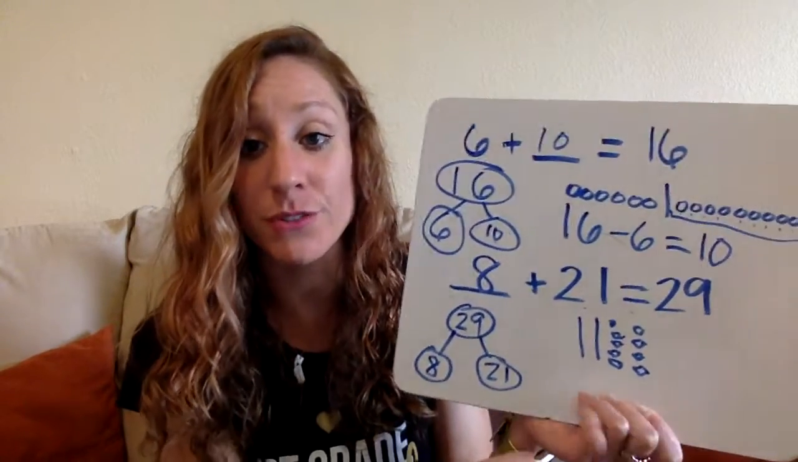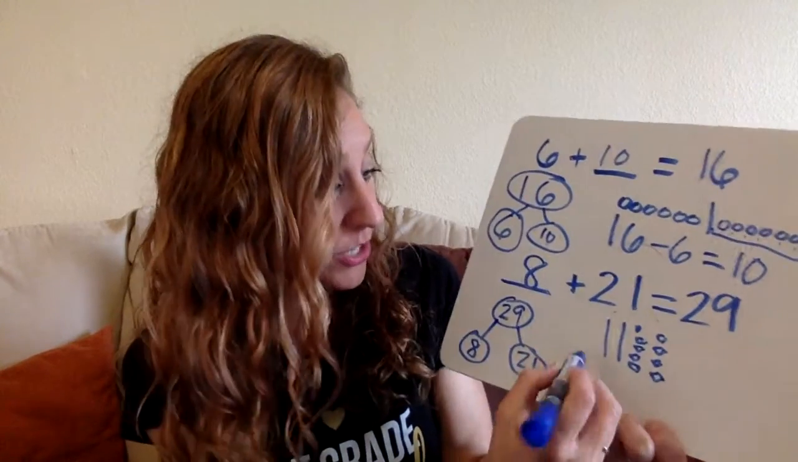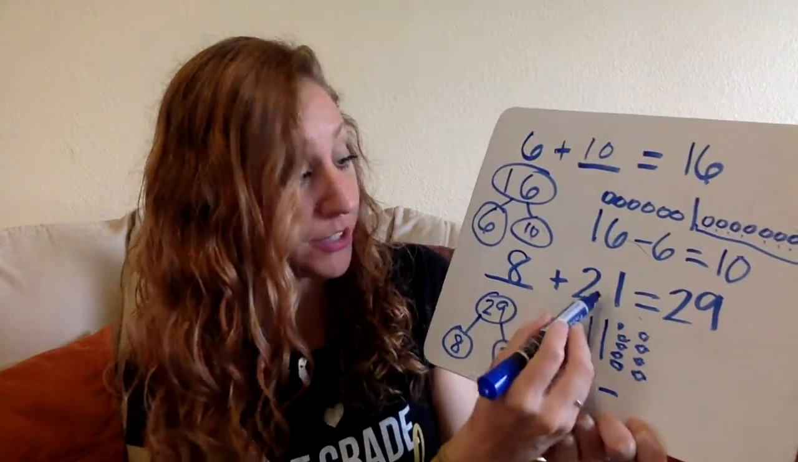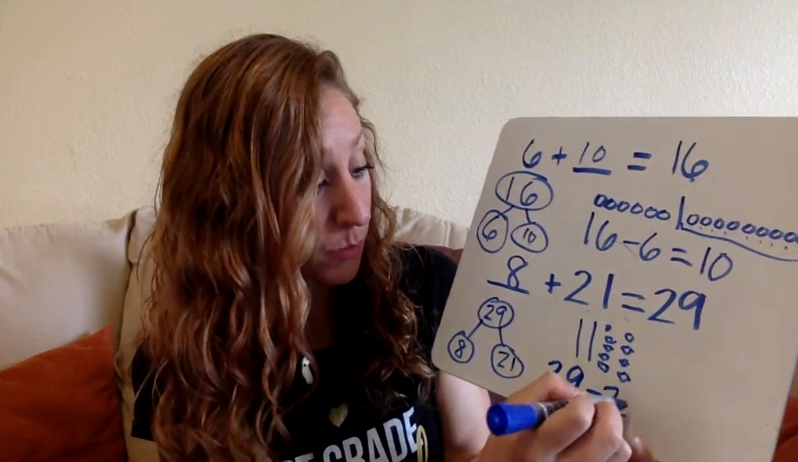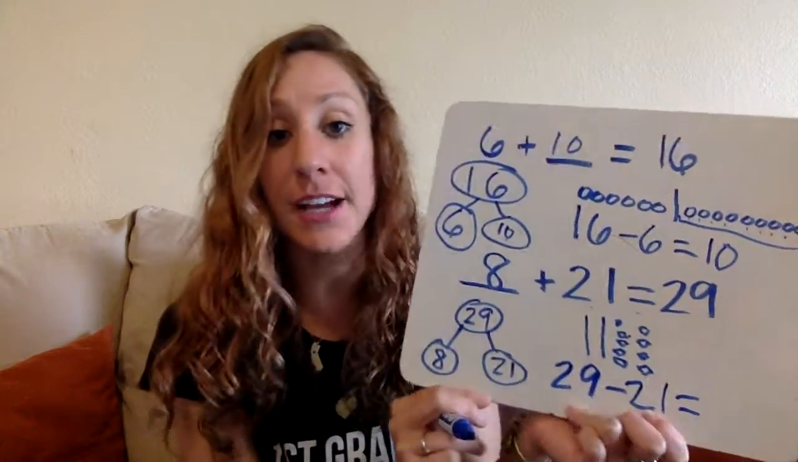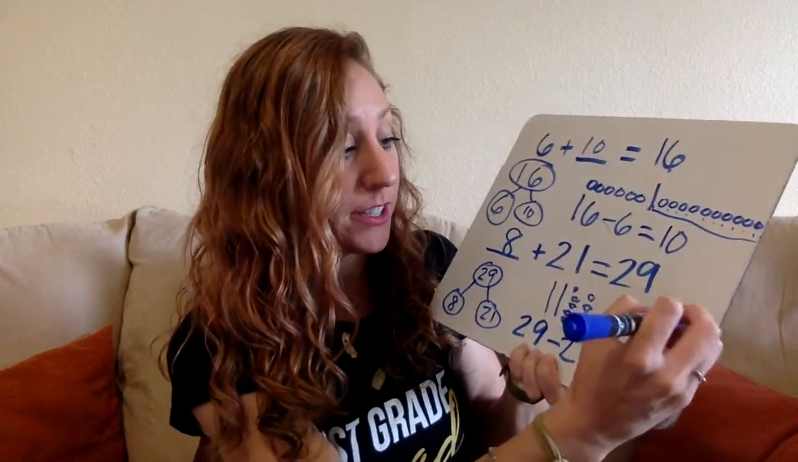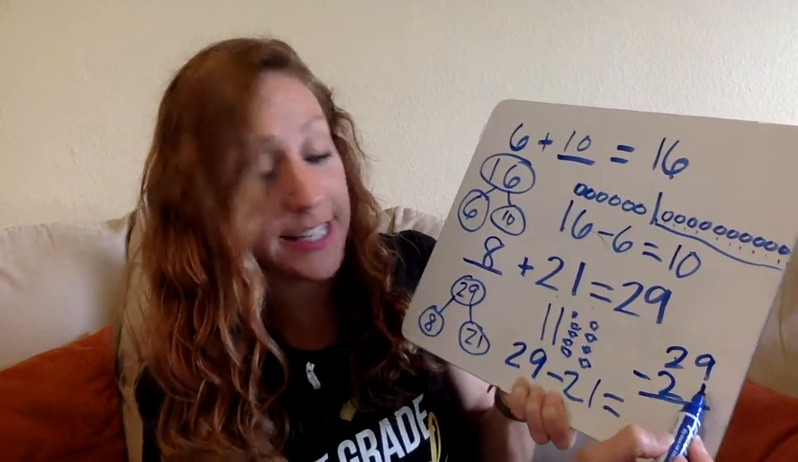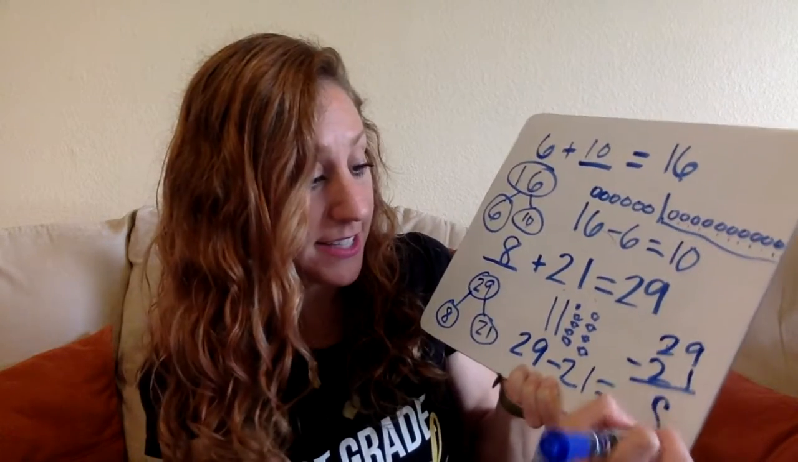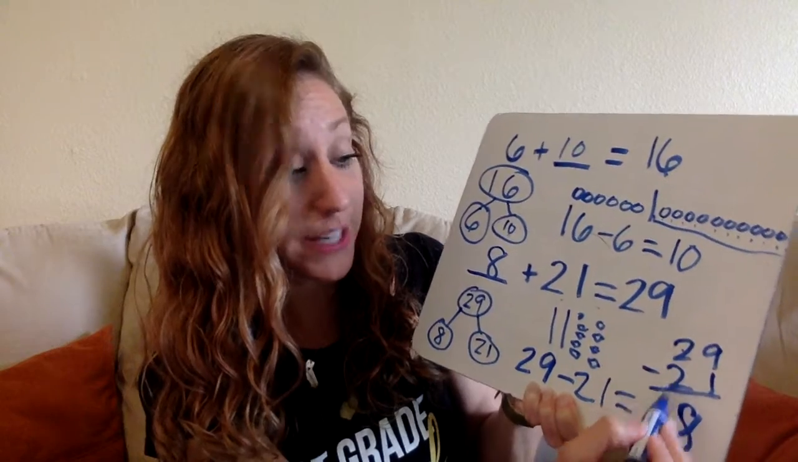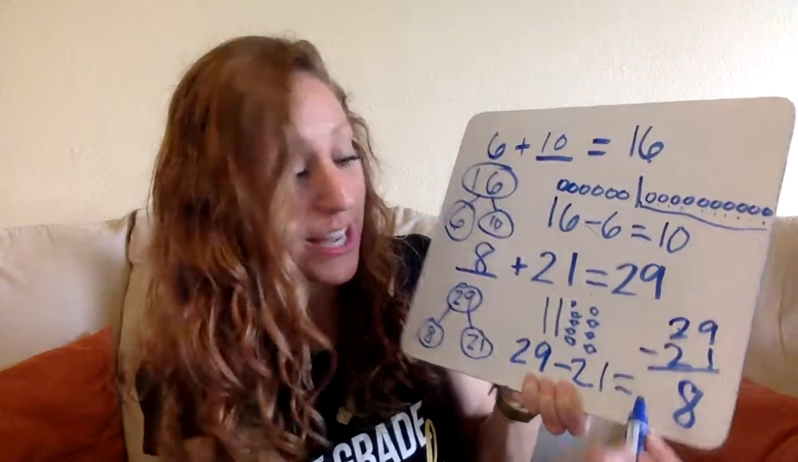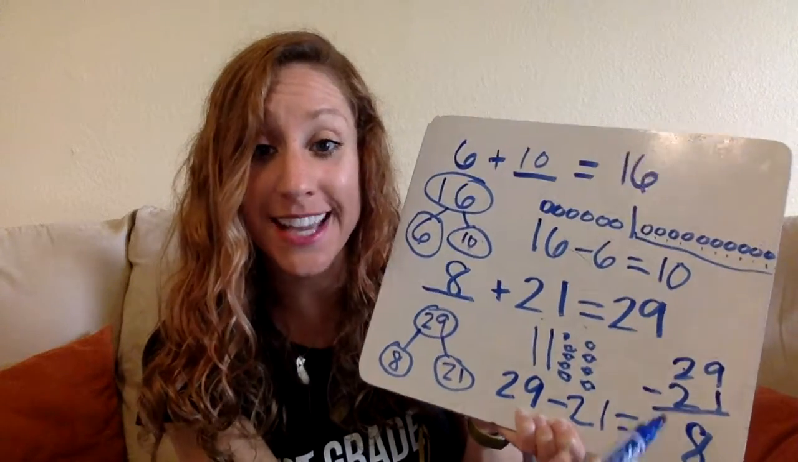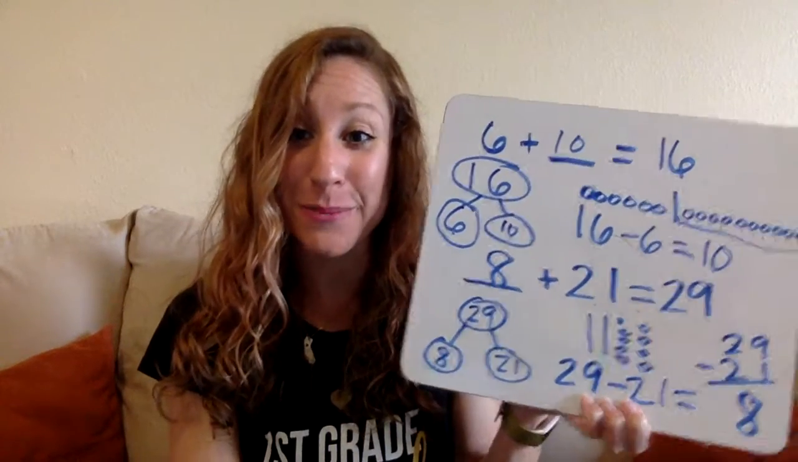And again, I can use a related fact to figure this out. So 29, my whole, minus the part that I knew already, 21. You could line it up vertically too, 29 minus 21. So 9 minus 1 is 8. And 2 tens minus 2 tens is 0 tens. So it's just 8. 29 minus 21 is 8. 8 is our missing part.